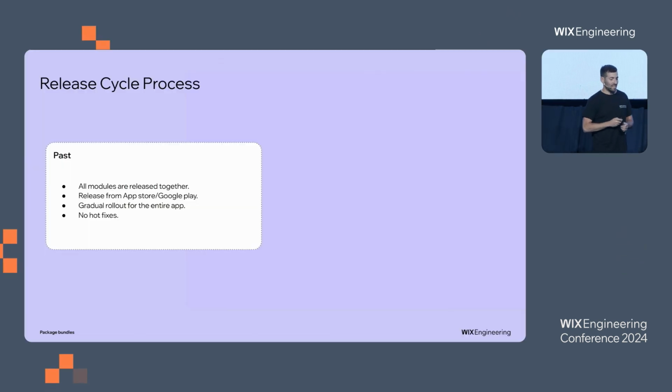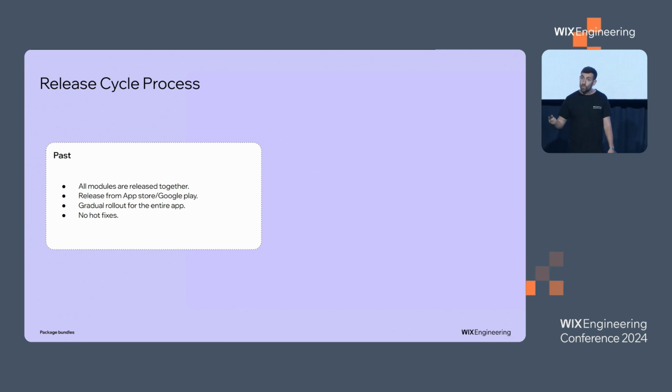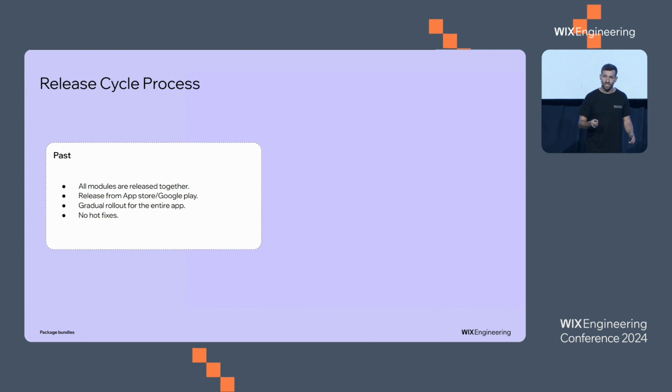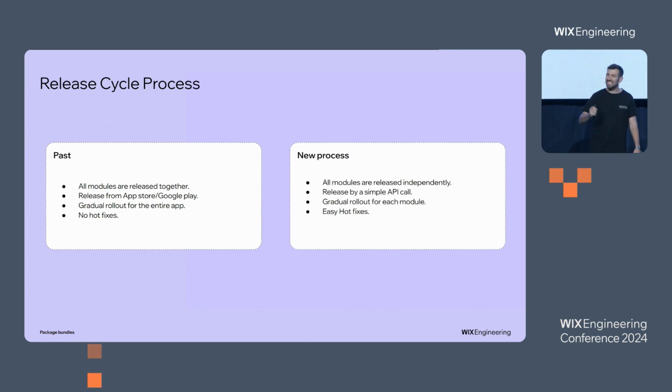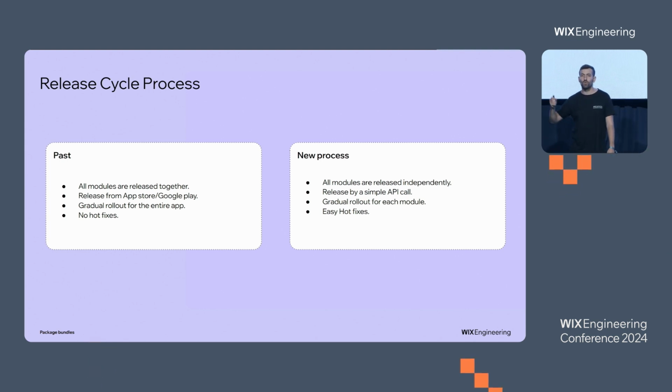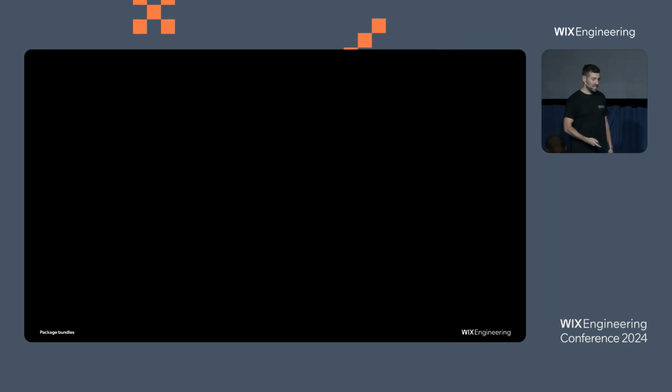So let's see the release cycle in the past. In the past, all modules were released together. Release was done from the App Store and Google Play. If you wanted to make a gradual rollout, it was a gradual rollout for the entire app together. No hotfixes. If you have a bug, we have to create a new version from the beginning. But now, with Code Push, all modules are released independently. The release is done by a simple API call. You want to make a gradual rollout? It's a gradual rollout for each module independently. And you have a bug? Not an issue. Just make a hotfix, and in a few seconds, this code will be with the user.